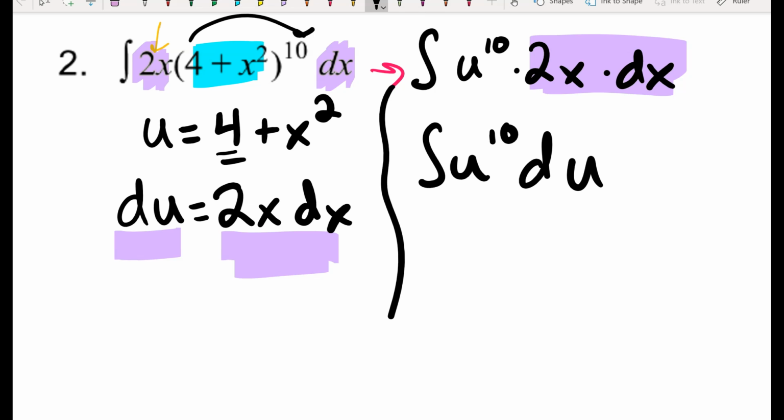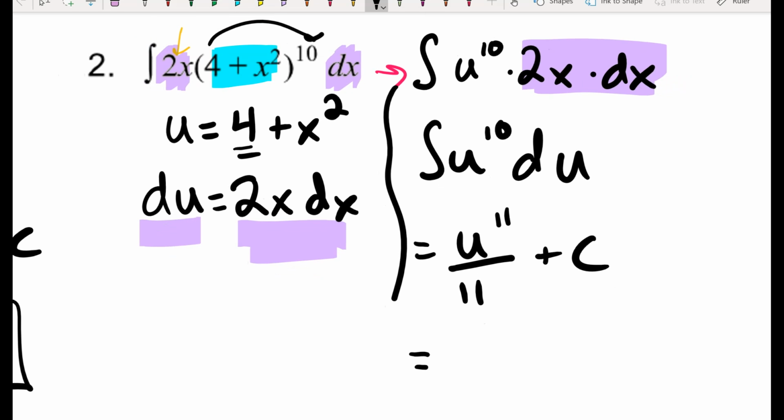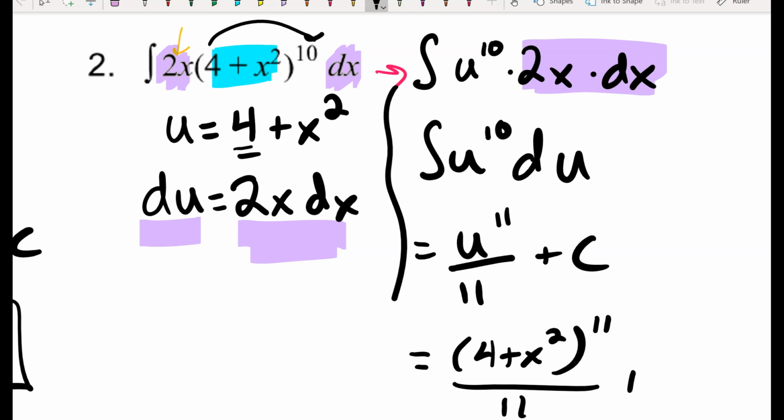And remember that du in the integral sign is just telling me to take the antiderivative of whatever's in between there. So the integral of u to the 10th du is just u to the 11th over 11 plus c. And I'm going to substitute back in for u, right? u was just 4 plus x squared, so the answer is 4 plus x squared to the 11th over 11 plus c. And again, you can apply the chain rule just to make sure you get back to that integral there.